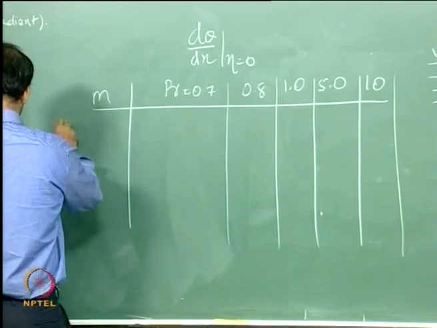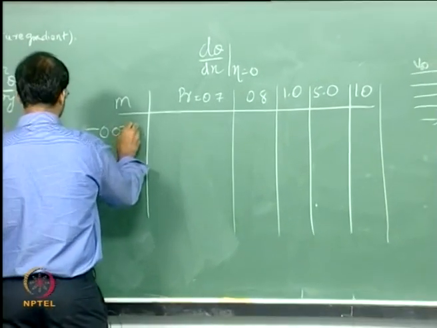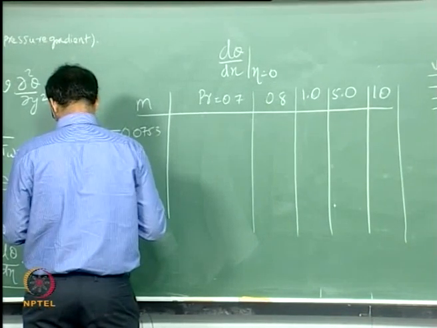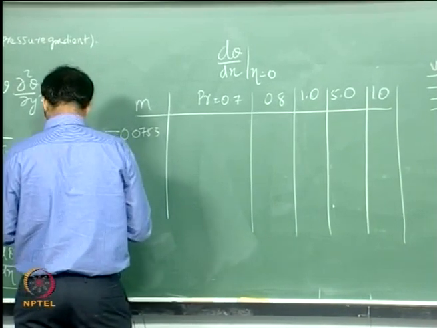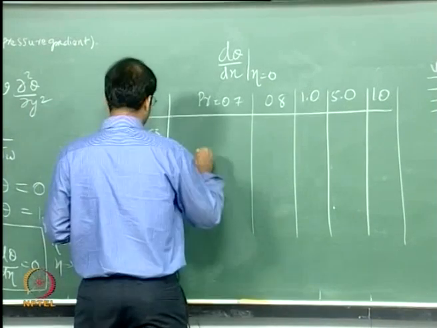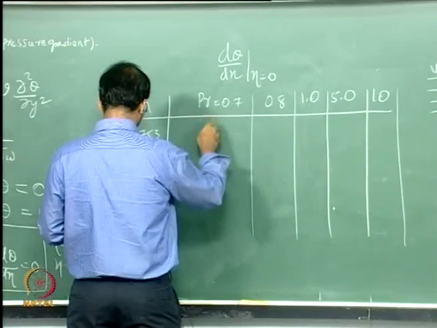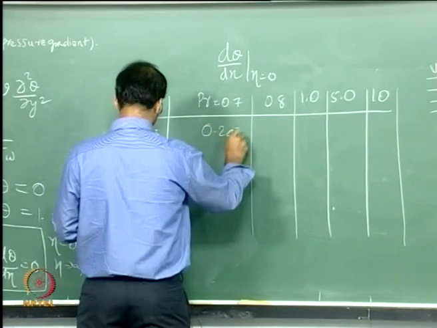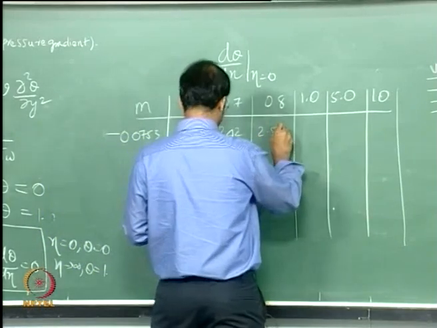So for m is minus 0.0753, okay. I am just giving you some value of m here, for which if you have Prandtl number of 0.7, this value becomes 0.242, okay. I am just tabulating all the values here.